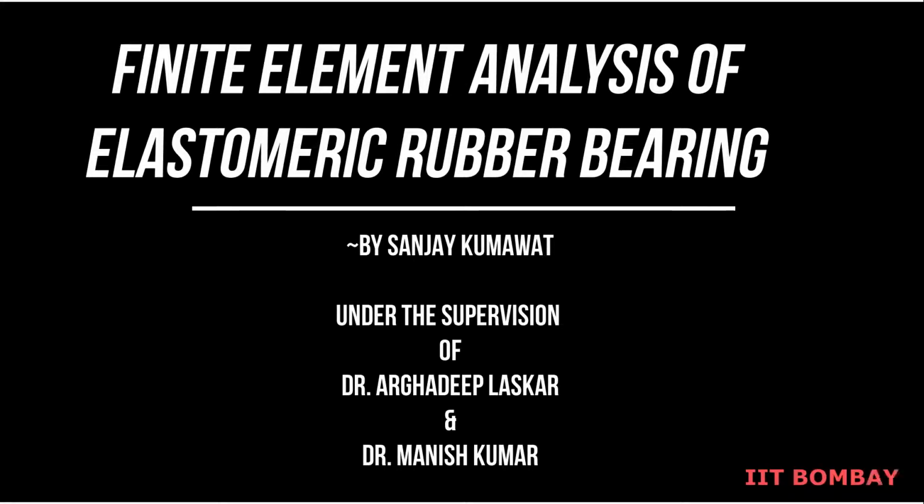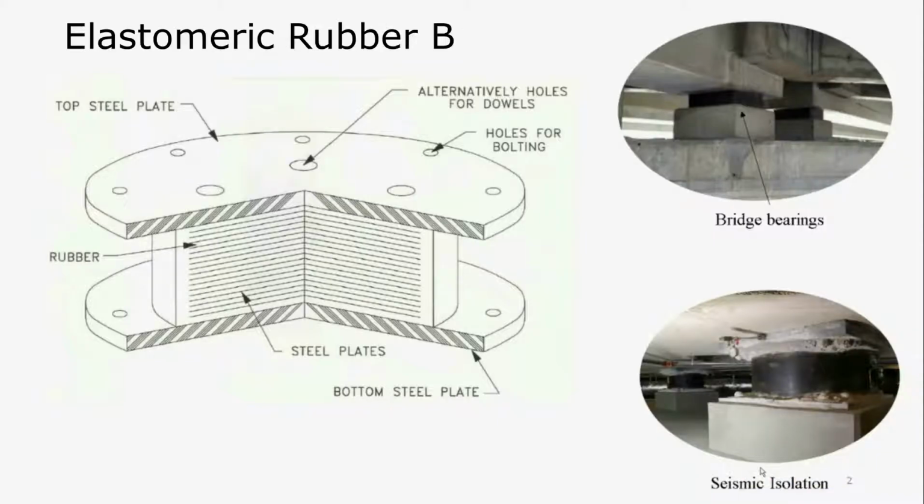In this tutorial, the modeling of elastomeric rubber bearing using finite element software Abaqus will be discussed. So, the elastomeric rubber bearing is a device which is made up of alternate layers of natural or synthetic rubber and steel plates. These devices are most commonly used for seismic or vibration isolation and in bridges, where they are used for accommodating the expansion and contraction which result because of difference in temperature.